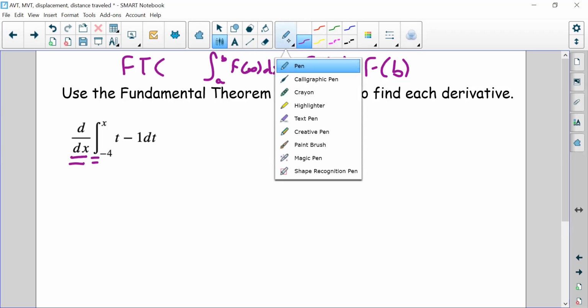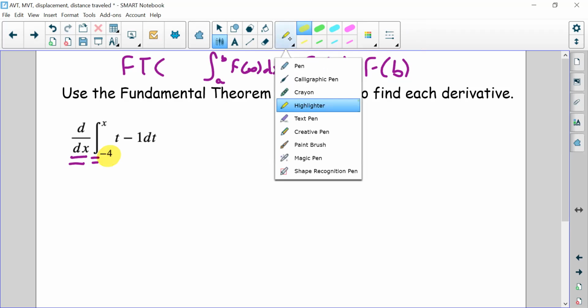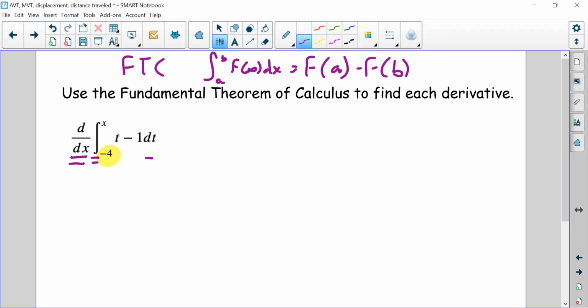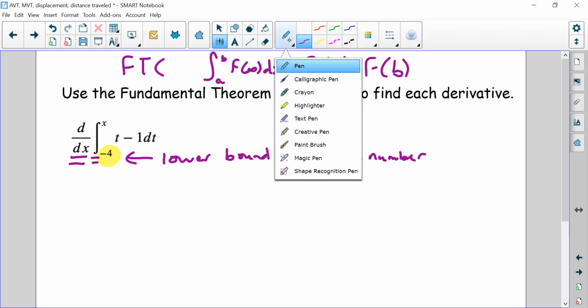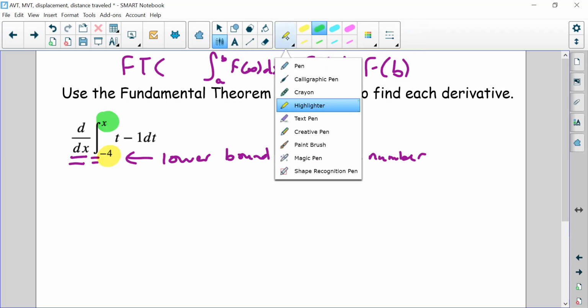The next thing you have to look at is the limits. My lower limit must be a number, a constant. The lower bound must equal a number. So that's for the setup. We have to check and make sure this sets up correctly. The next thing we're going to check for is that the upper bound must be a variable.